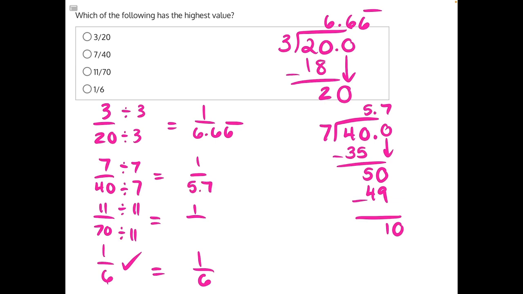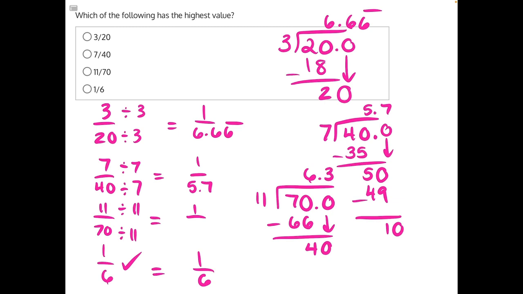Finally, let's look at 70 divided by 11. 11 can go into 70 6 times. And when we subtract, we're left with 4. 11 cannot go into 4. We add a decimal, add a 0. And 11 can go into 40 3 times, which would give us 33. We subtract, and we keep going. But again, 1 decimal place is enough for us to compare.